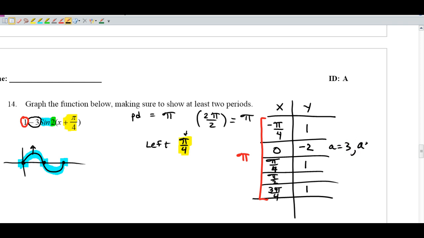And because a is less than 0, it's forcing the graph down. So then I have to go back up to 1 again, and then here I'm going to go up to 4.